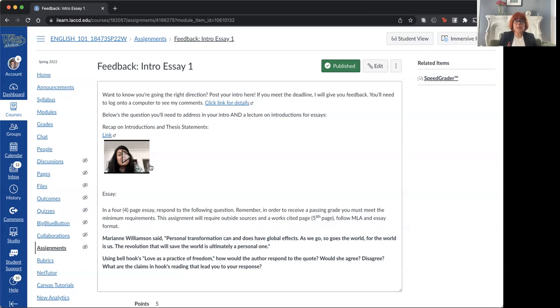Using bell hooks's Love as a Practice of Freedom, how would the author respond to the quote? Would she agree, disagree? What are the claims in hooks's reading that lead you to your response?